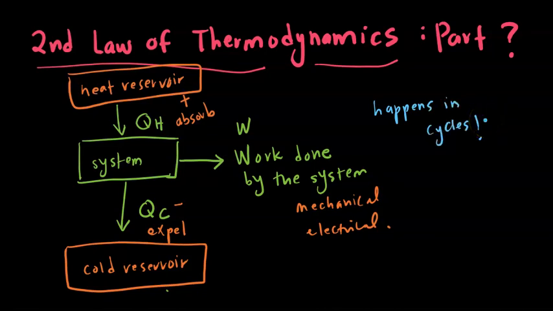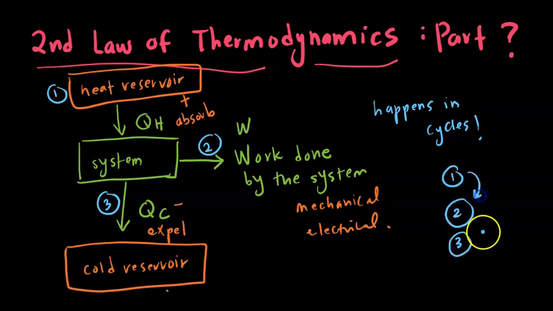What does that mean? It means that it keeps on repeating itself, repeats and repeats and repeats. So it starts from number 1, it absorbs the heat energy from the heat reservoir. The system does some work, so this is number 2, and then it expels heat energy to the reservoir of lower temperature. So this happens 1, 2, 3, 1, 2, 3. So it happens in cycle. It keeps on repeating itself. And because number 1, number 2, number 3 happens in cycles, after 3, it goes back to 1. So we call these 1, 2, 3 processes part of a cyclic process.